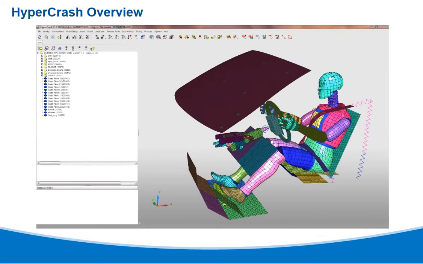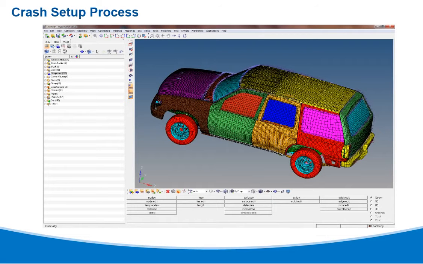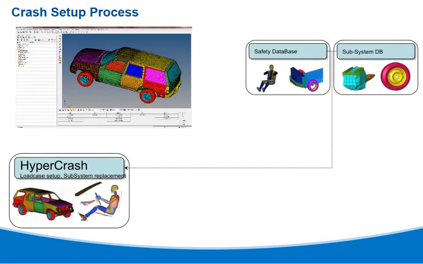This short video demonstrates key capabilities in HyperCrash, a robust pre-processing environment specifically designed to automate the creation of high-fidelity models for crash analysis and safety evaluation. HyperCrash complements HyperMesh in the setup of a typical crash model. HyperMesh is the preferred tool for meshing and assembly. Once the geometry is properly meshed, HyperCrash may be invoked to complete the setup.